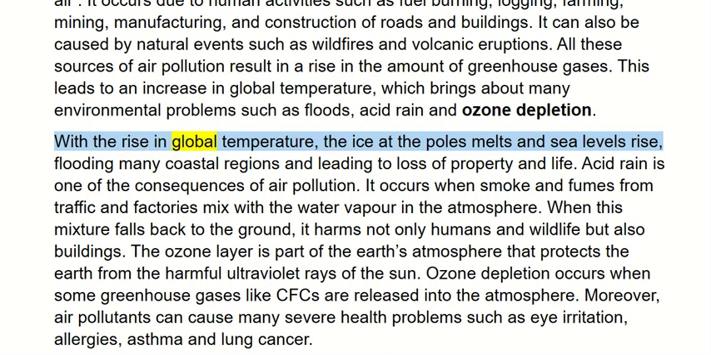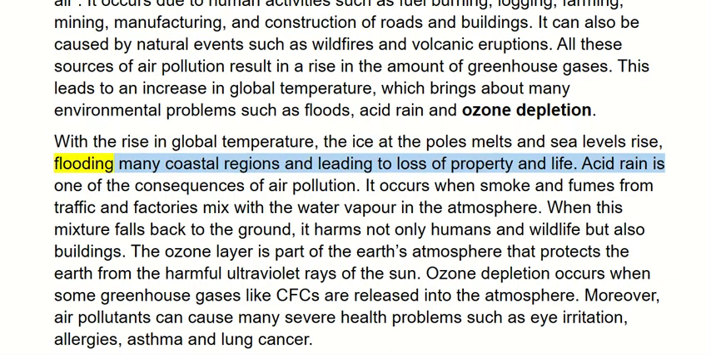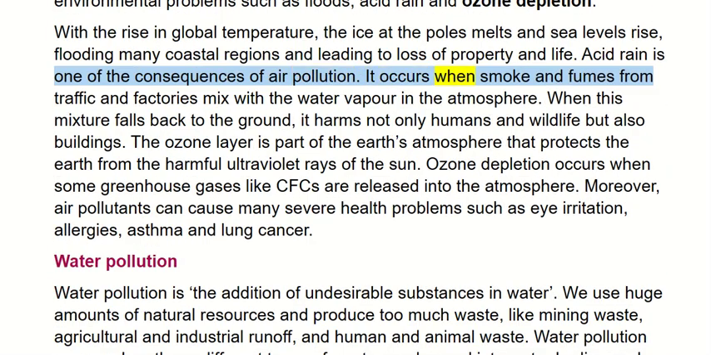With the rising global temperature, the ice at the poles melts and sea levels rise, flooding many coastal regions and leading to loss of property and life. Acid rain is one of the consequences of air pollution. It occurs when smoke and fumes from traffic and factories mix with the water vapor in the atmosphere. When this mixture falls back to the ground, it harms not only humans and wildlife but also buildings.